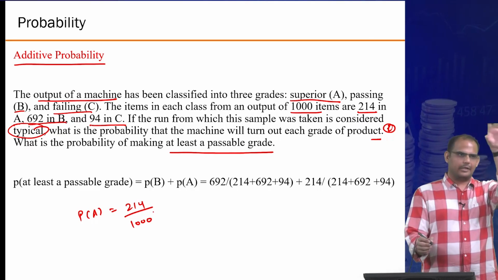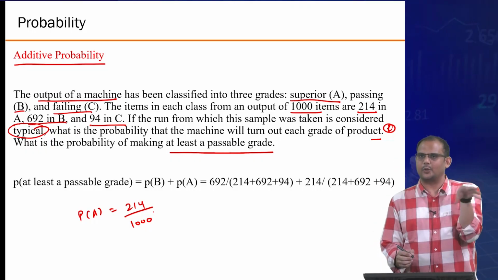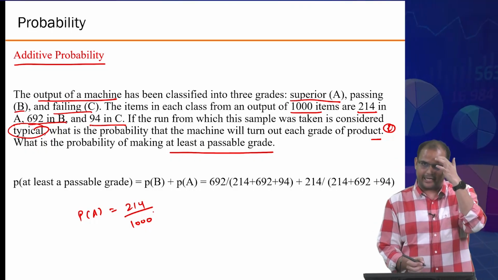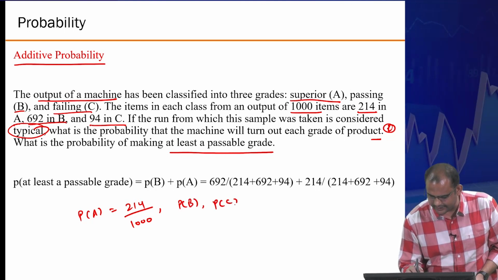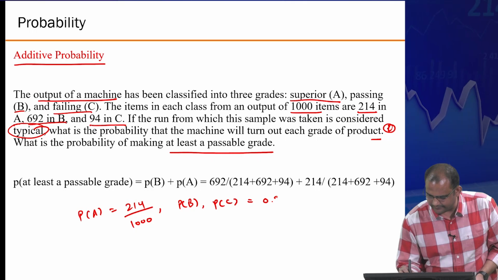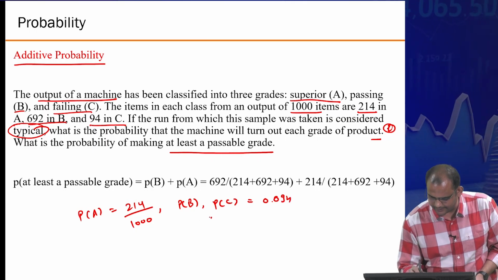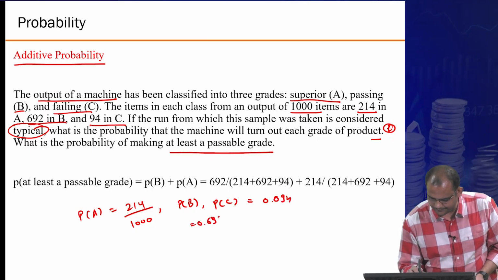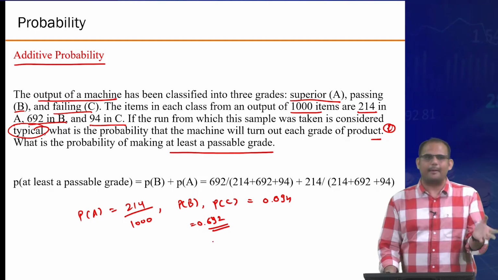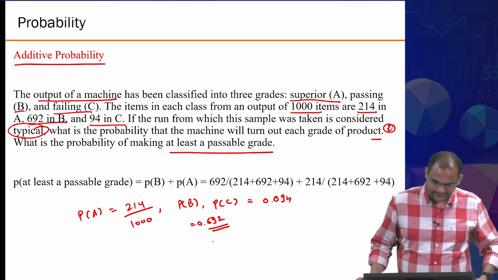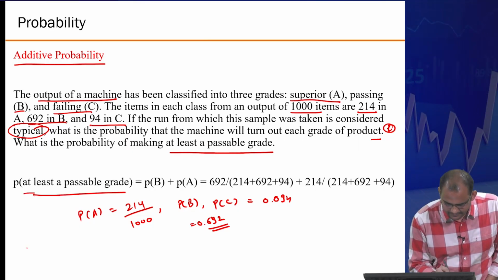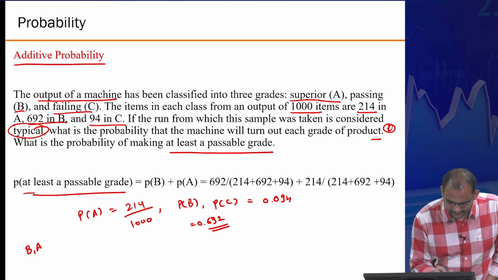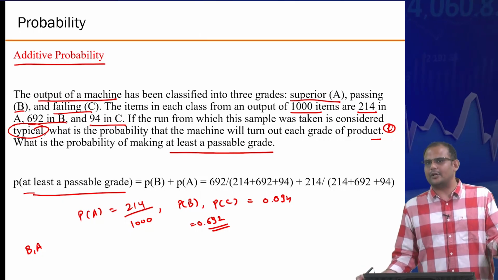Right? The total outcomes are 1000, and the outcomes of A are 214. Similarly, you can estimate the probability of B and the probability of C as 0.094 and 0.692. The total probability adds to 1, you can see here. And at least a passable grade means at least B or A, right? C is not a passing grade.